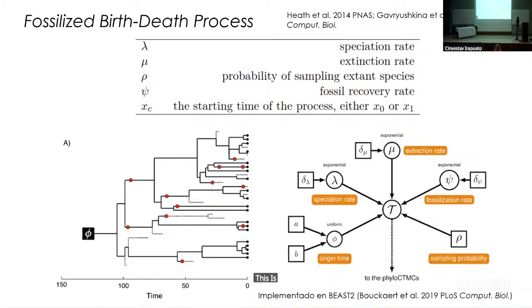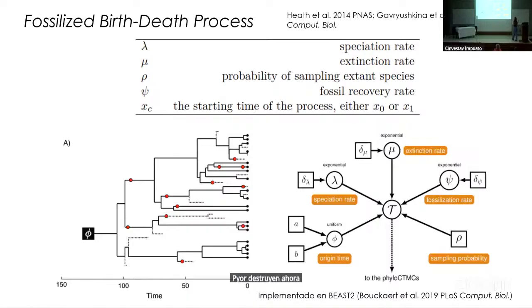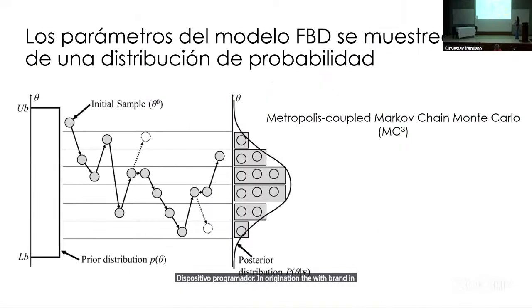This is a graphical model of how these parameters are estimated. We have the speciation rate and the extinction rate that I mentioned before, and these come from a prior distribution, a probability that we can set. From that prior distribution, the algorithm will draw estimates and test hypotheses about this particular parameter in every generation that we run in our Markov chain.